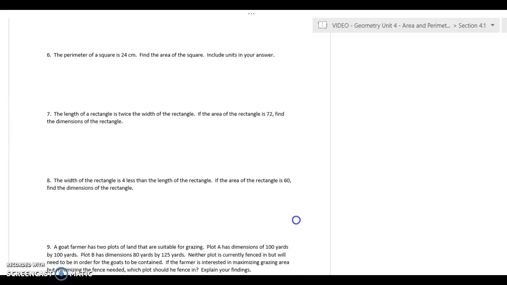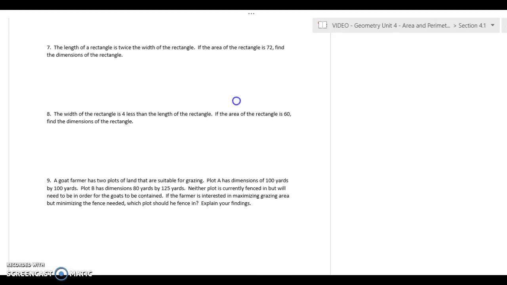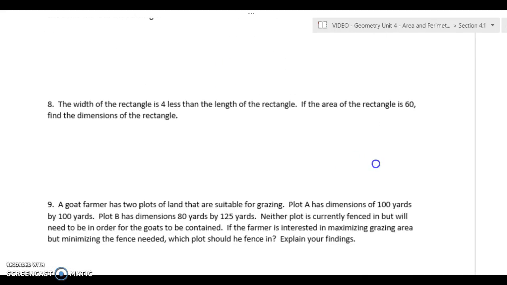Let's take a look at a question like number 7. The length of a rectangle is twice the width. If the area is 72, find the dimensions of the rectangle. Actually, let's do 8. I think 8's a little bit more interesting problem. The width of the rectangle is 4 less than the length. The area is 60. Find the dimensions of the rectangle.